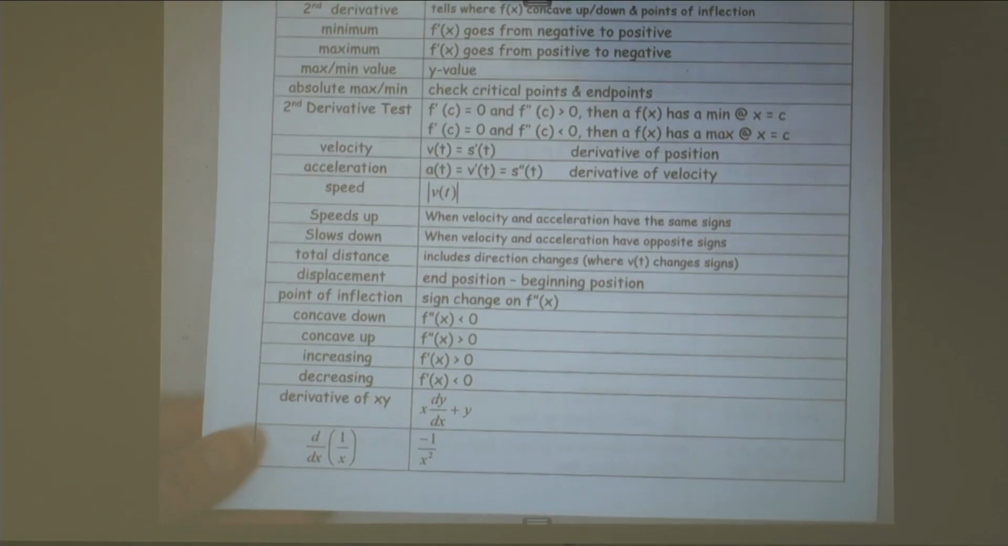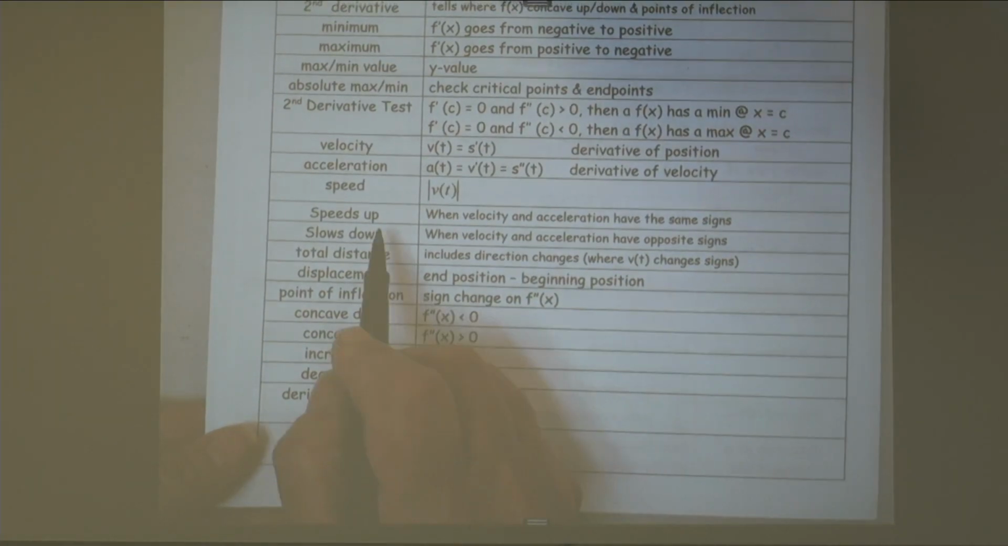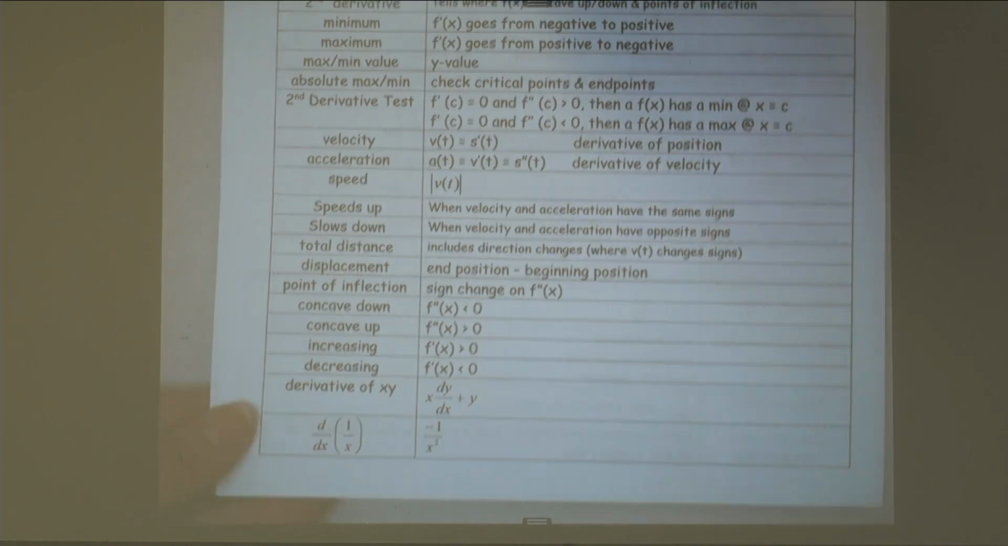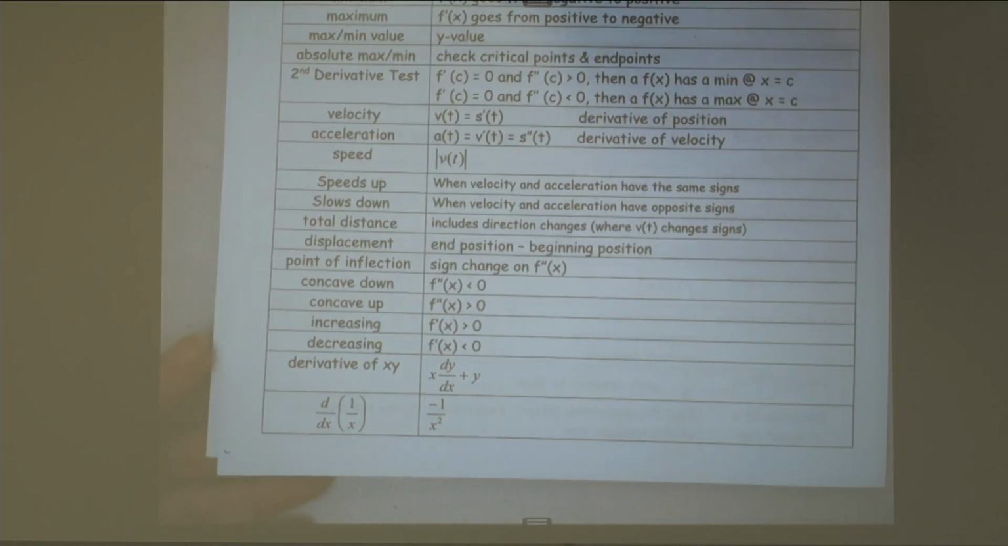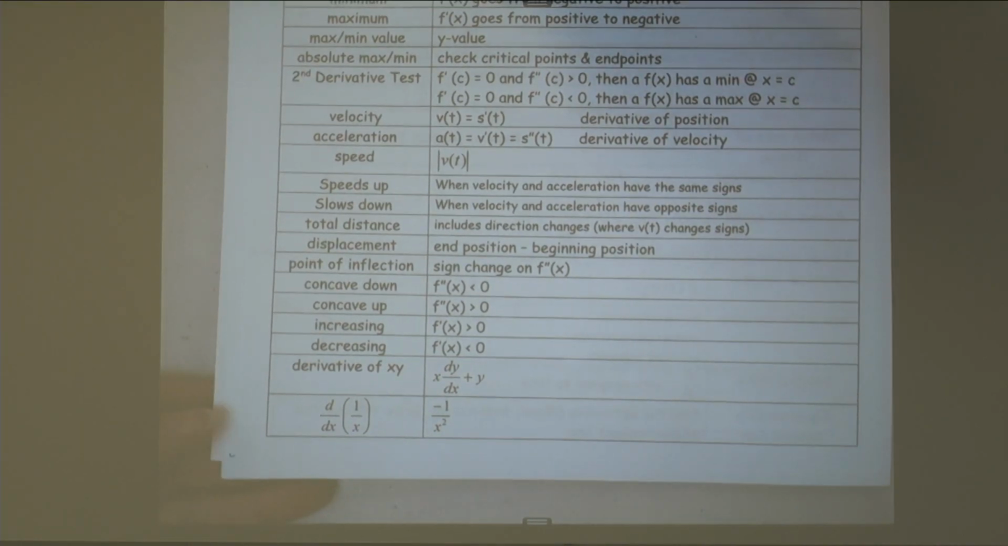Speeds up, slows down. This one is always tricky. Velocity and acceleration have the same sign: speeding up. Velocity and acceleration have different signs: slowing down.